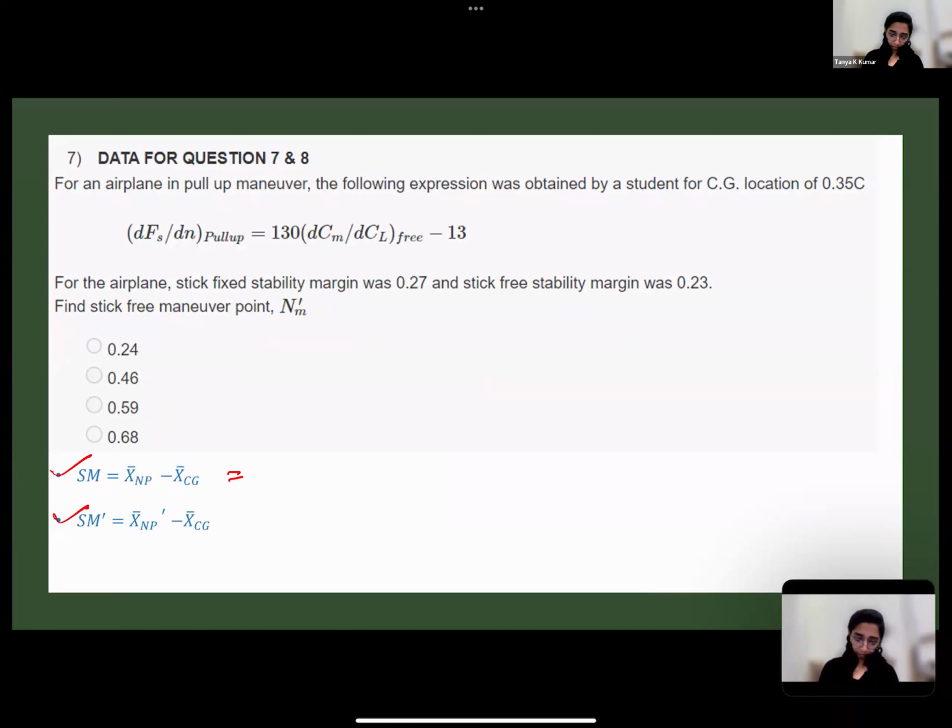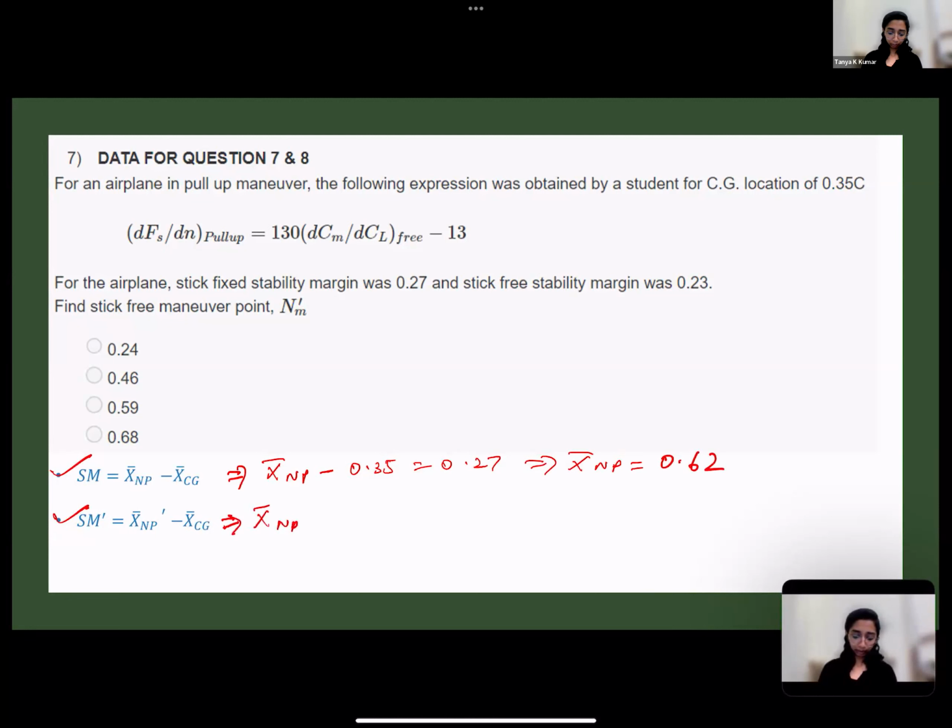X bar NP minus X bar CG is 0.35, and this is equal to 0.27. So how much is X bar NP? How much is this value? How much is the stick fixed neutral point? 160.